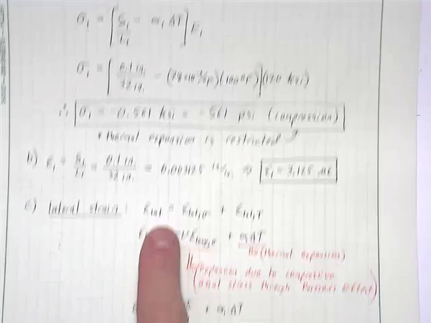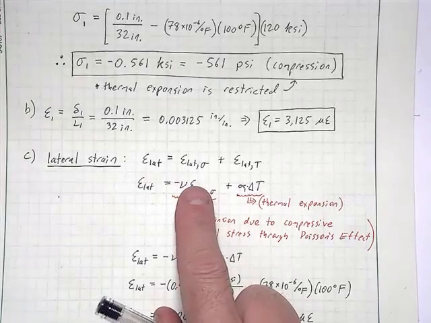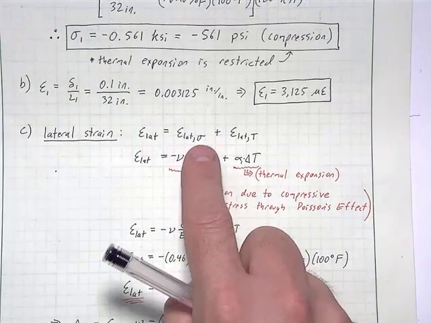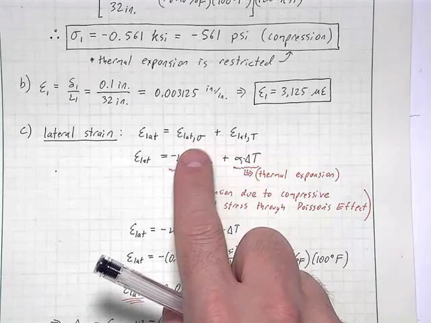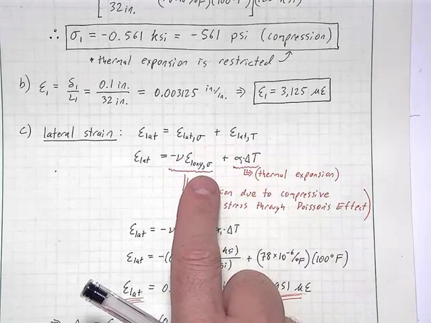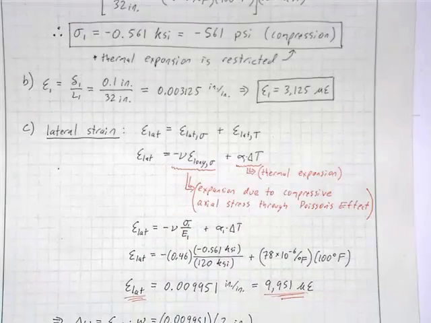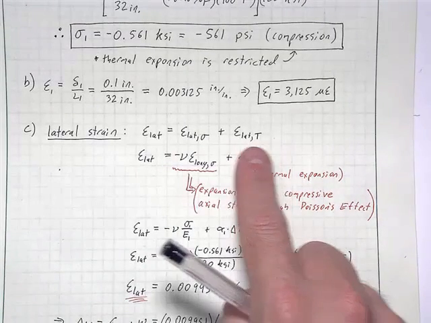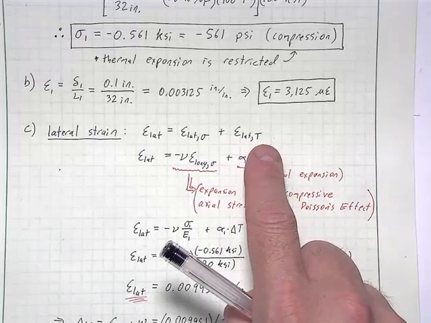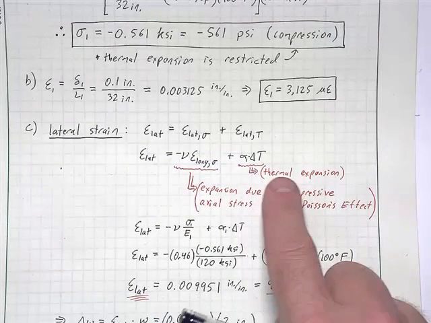So the lateral strain is going to have two components. First, a lateral strain due to the stress inside the material. Well, that comes from Poisson's effect. So we can relate that to the longitudinal stress through Poisson's effect. And the other component is a lateral strain due to thermal effects. Well, that's just the thermal expansion.